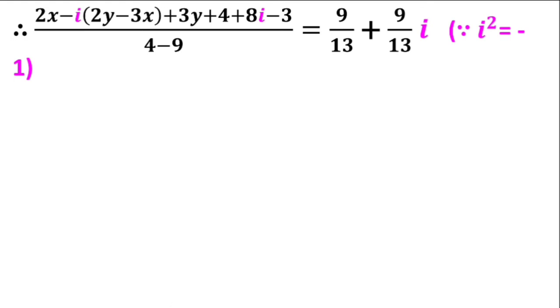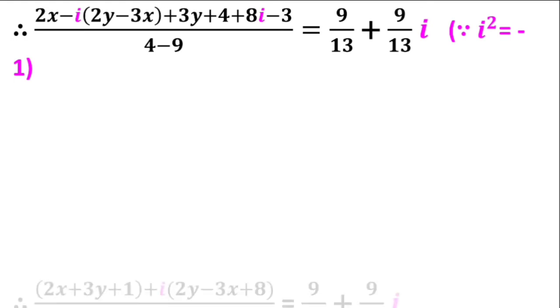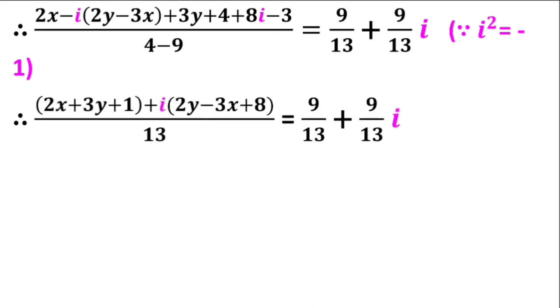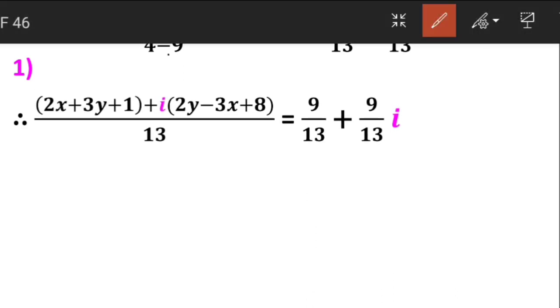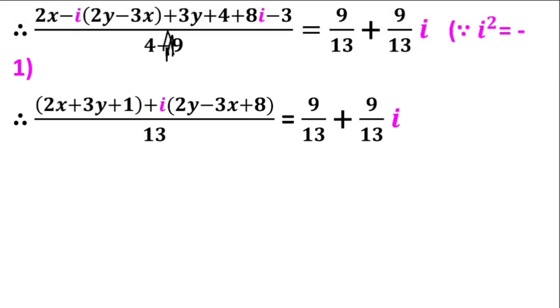2x plus, in this case, here the plus sign is here, 4 plus 9 is 13.